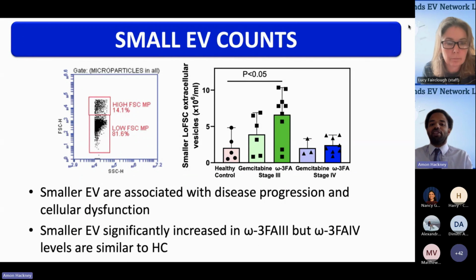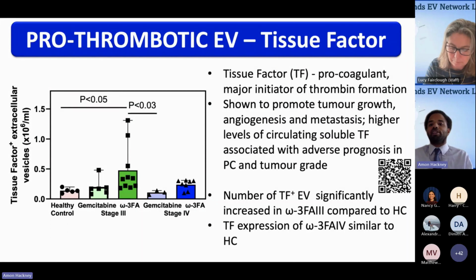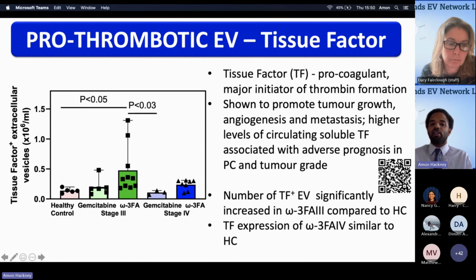We then looked at the prothrombotic EVs, so we stained them for tissue factor, which is a procoagulant initiator of thrombin formation. It's been shown to promote tumour growth, angiogenesis and metastasis, and in pancreatic cancer specifically, high levels of circulating soluble tissue factor have been associated with adverse prognosis and increased tumour grade.